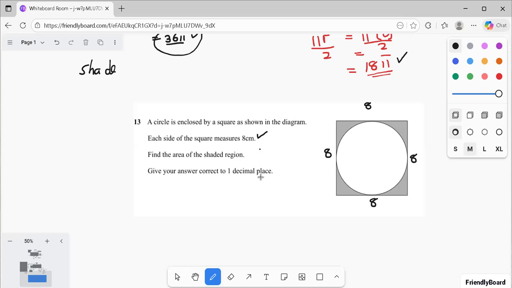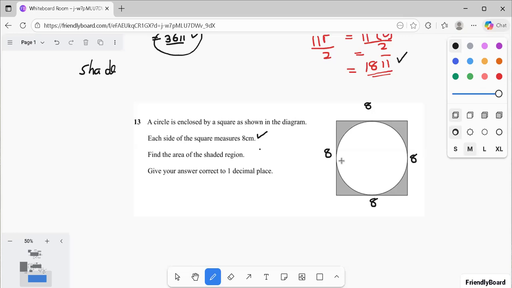Then they said, find the area of the shaded region, then give your answer correct to one decimal place. All right, it's correct to one decimal place.